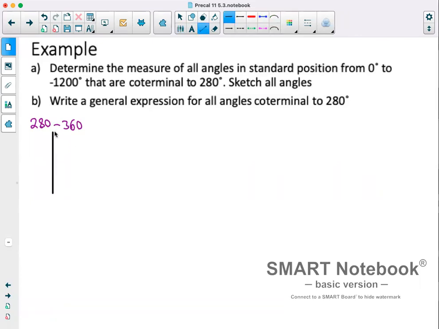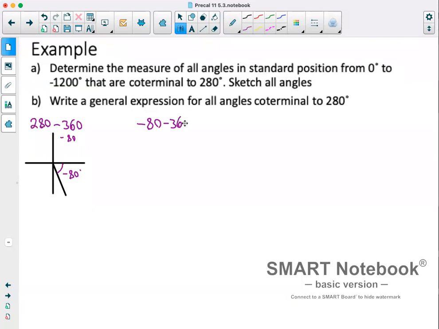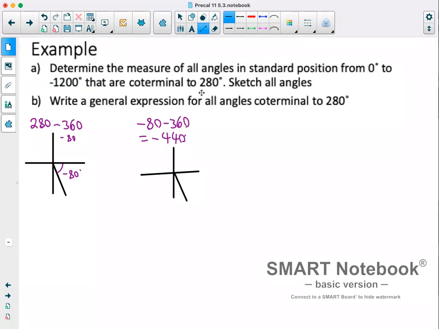So if I draw that out, negative 80 would be approximately here. Now to find my next coterminal angle, I'll take that angle that I had, the negative 80, subtract 360 from it, and that gives me negative 440 degrees. So the terminal arm will be in the same location as the previous angle of negative 80. So we'd go around once, and then we'd have negative 440.